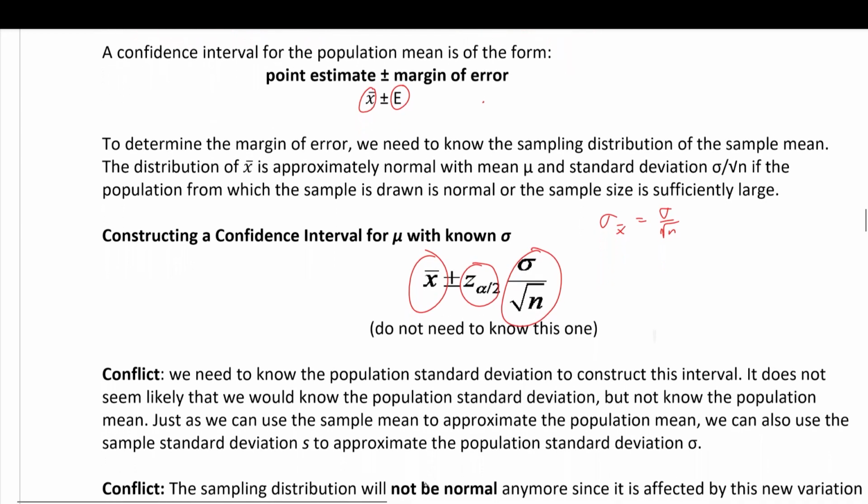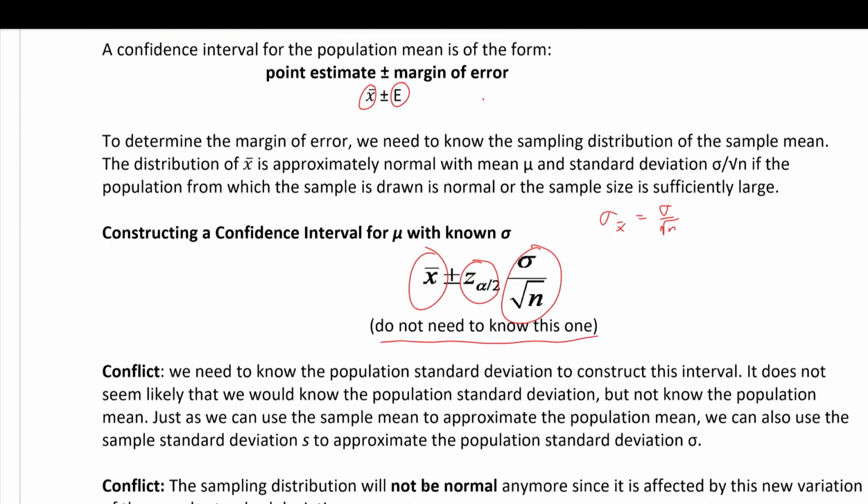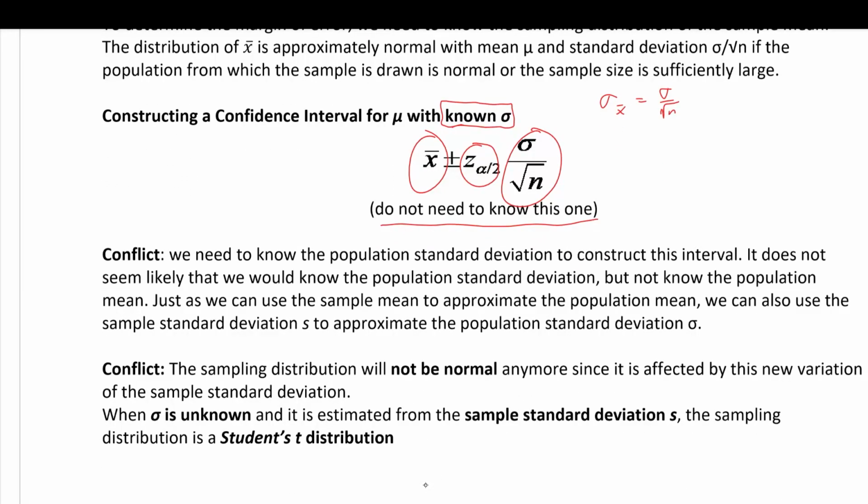Now, I do say that we do not need to know this one. At least in my class, we're not going to be using this just because we don't typically know what the population standard deviation is. In practice, we probably don't know that. So we can't really use it, okay? Now, in some cases, you actually probably do know the population standard deviation, but not the population mean. But typically, you don't. Okay, so that's the first conflict.